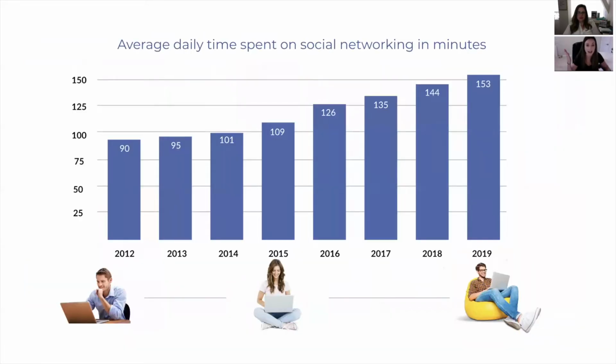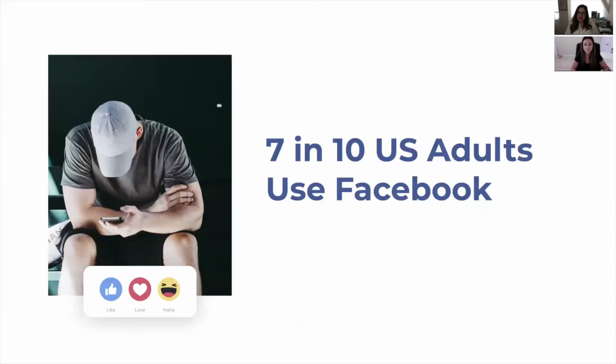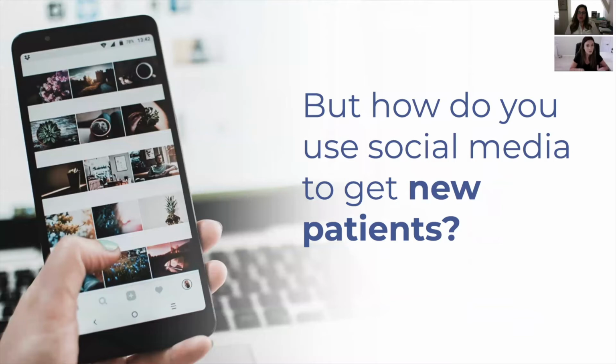Daily time we spend on social media, you can see it's just been growing and growing. In 2012, on average, we were spending 90 minutes a day. And now in 2019, it's 153 minutes a day. So over 2 hours on average. I know I spend more than that, but I also do it for work. So we are on there a lot, right? 7 in 10 US adults use Facebook. Very popular. It's one thing if you have a Facebook and you're posting cute pictures of your cat every day. It's another thing if you're actually utilizing these platforms to bring in new patients.